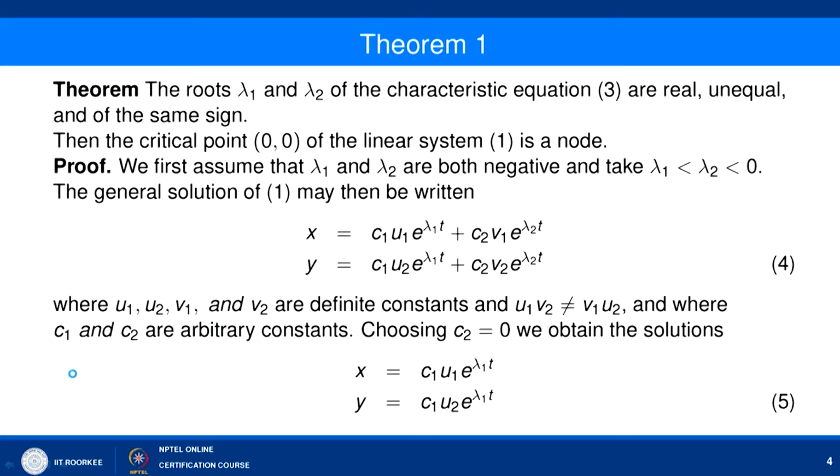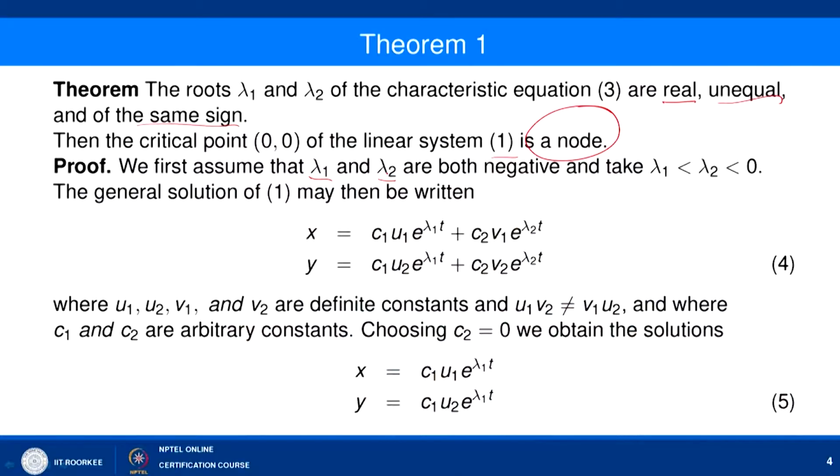So, let us consider the first theorem, which corresponds to case 1. Here the theorem says that if the roots lambda 1 and lambda 2 of the characteristic equation 3 are real, unequal and of the same sign, then the critical point 0, 0 of the linear system 1 is a node. So here case 1, for lambda 1 and lambda 2 both real, unequal and of the same sign, the critical point 0, 0 is a node.